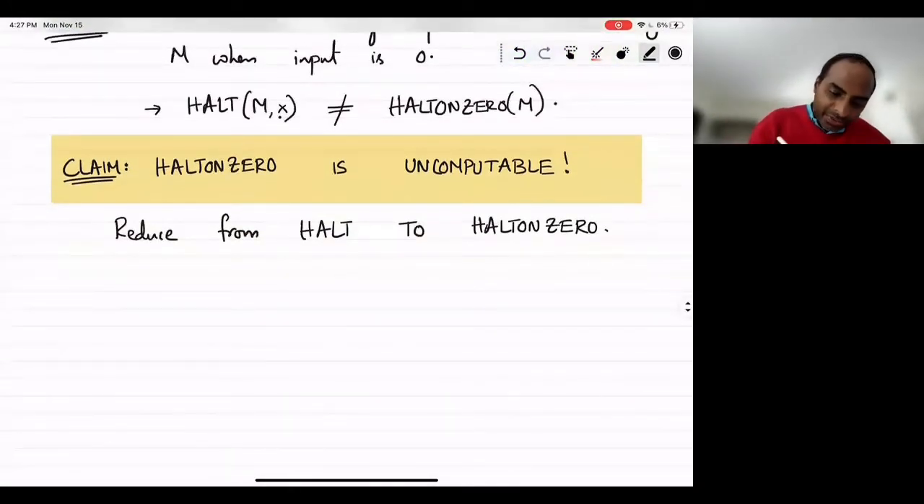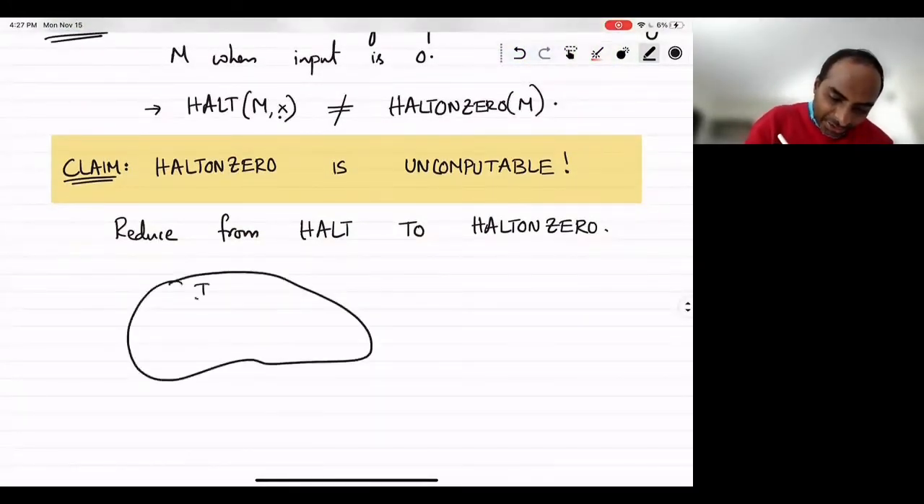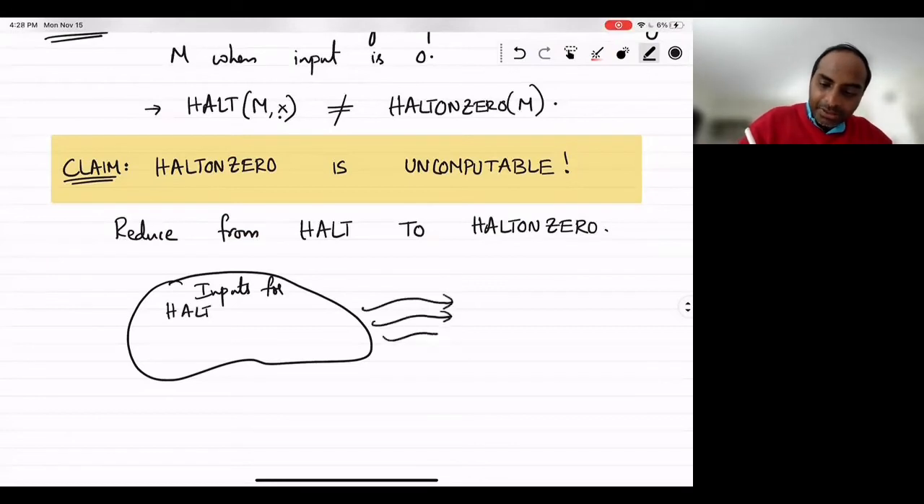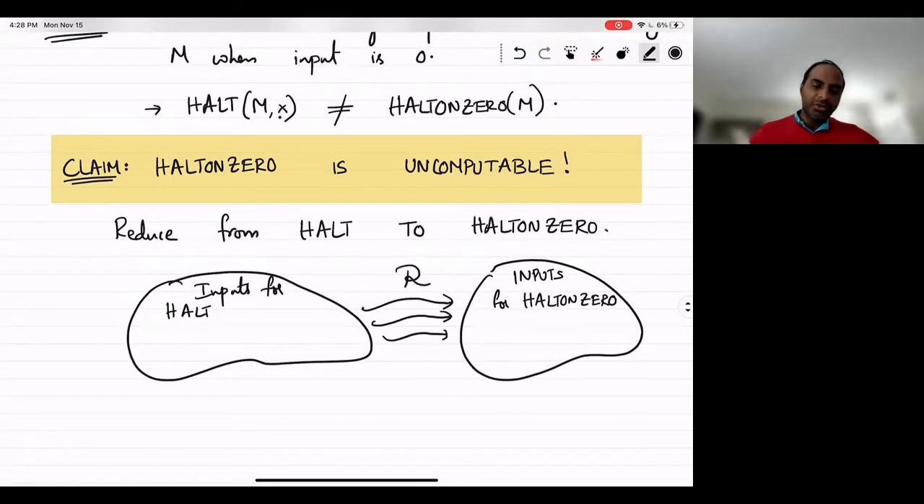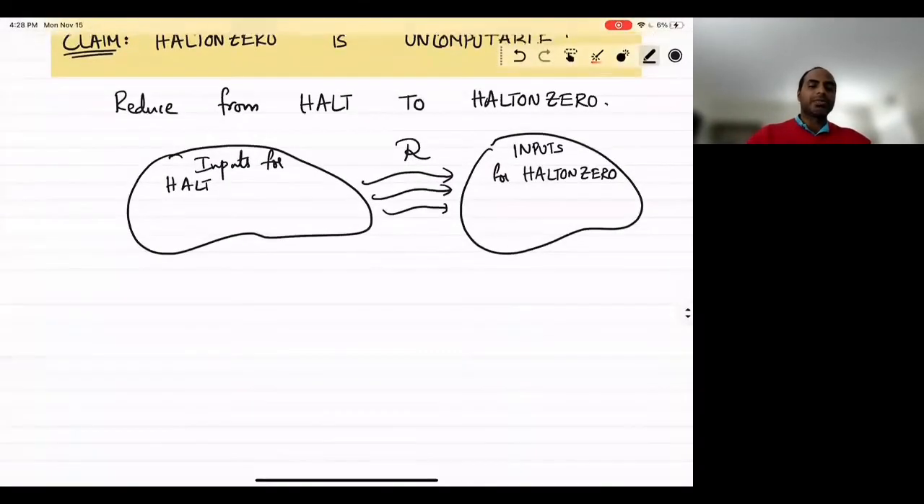Okay, so what does this mean? We want a reduction which takes inputs for halt, and then maps them to inputs for halt on 0. Okay, so that's what we want. And if we do this, then we would gain some information about the power of halt on 0 as compared to halt. So let's try and see what we can do.